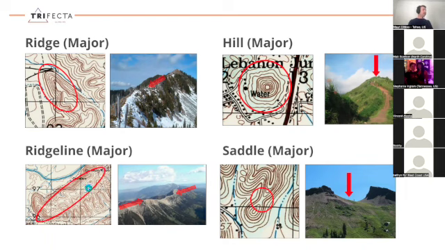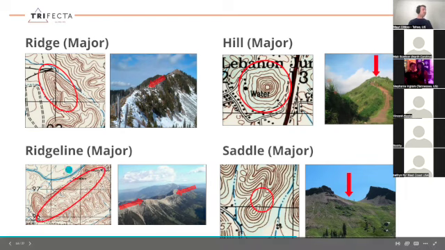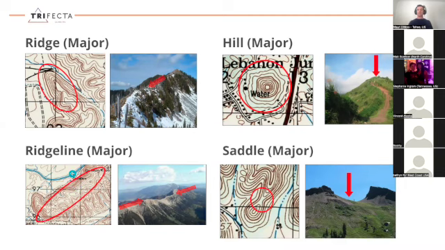Now, if you look at the south side of this ridge line versus the north side, you can tell that the north side is steeper. That's because the contour lines are closer together. The closer your contour lines are, the steeper the terrain is. Here on the top left, you have a ridge. Your ridge is going to be an extended piece of high ground that is going to be elevated and generally consistent for a longer period of time.